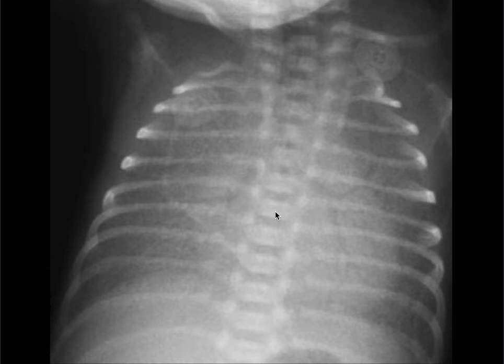This chest X-ray looks like low volumes with diffuse airspace opacities with air bronchograms. So this would be surfactant deficiency or hyaline membrane disease.